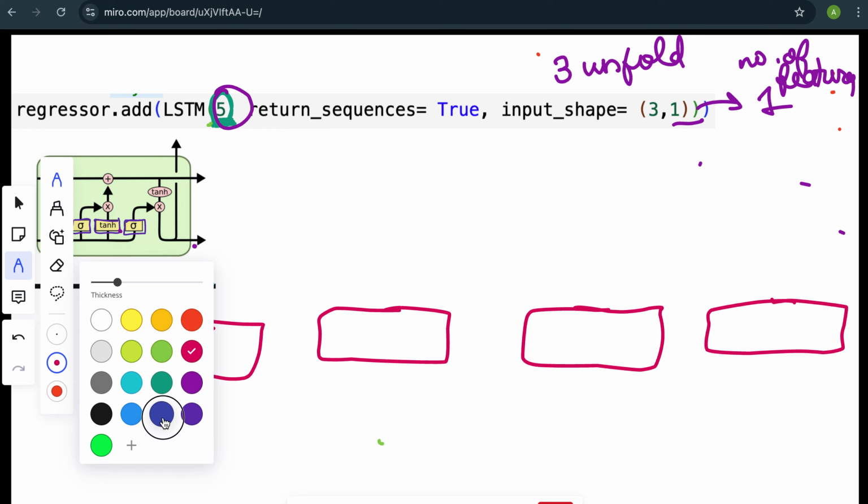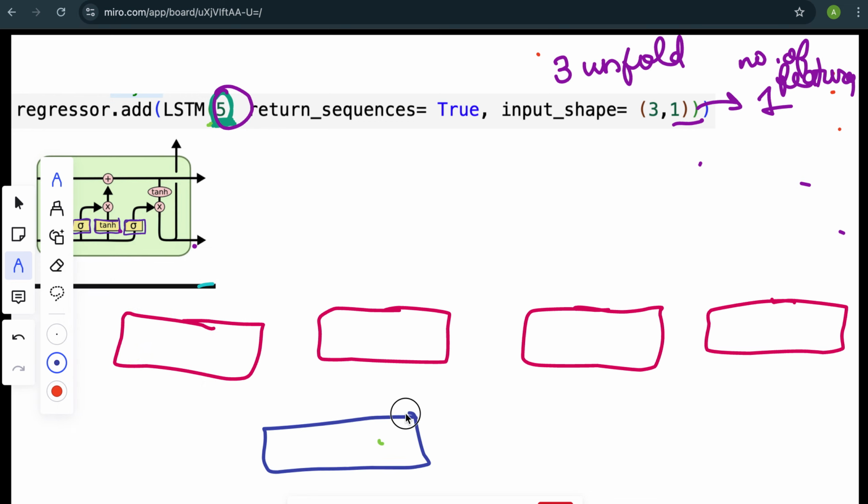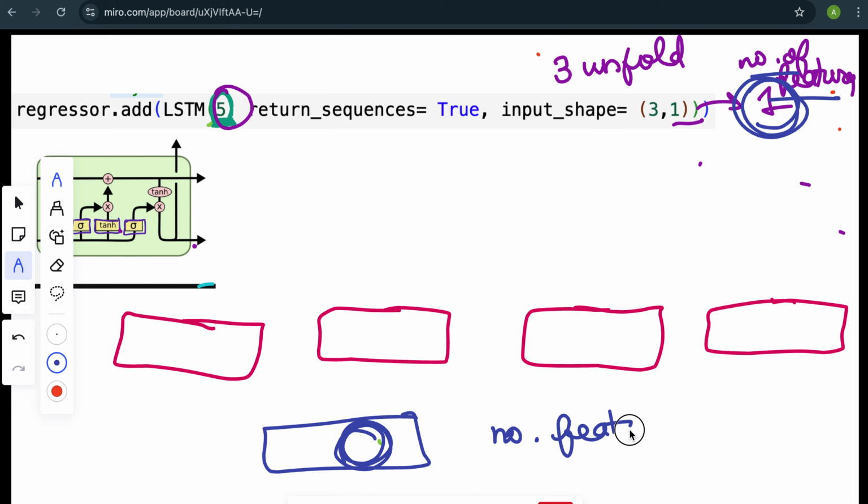Now we have the input box also. As the number of features says it has only one feature, we are going to make only one node for the input box. So the number of features decides the number of nodes in the input box.